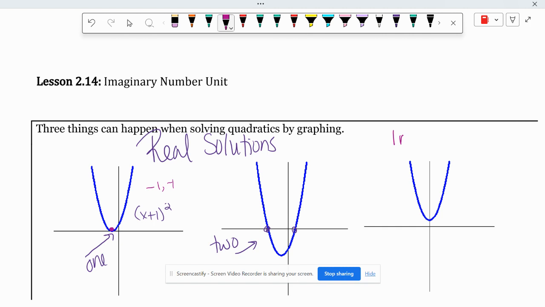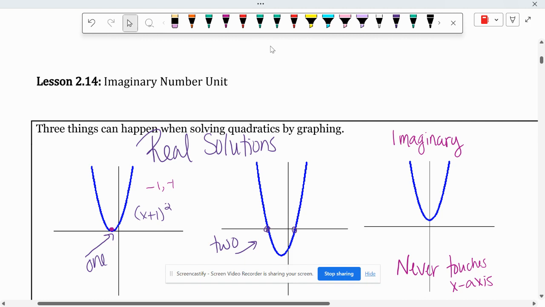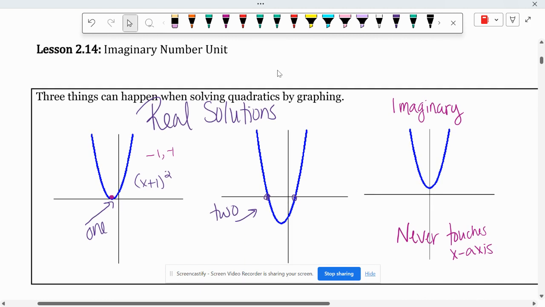This is not a real solution. This is an imaginary solution, and it's because it never touches the x-axis, which is what a solution is. A solution is where it crosses the x-axis. So notice that this never touches the x-axis.